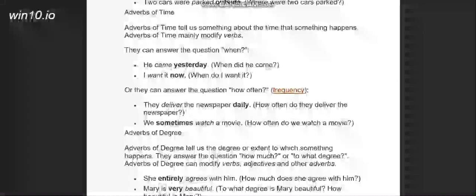Then we even have adverbs of frequency, which show how many times something took place. Like, I read the newspaper daily. So how often do you read the newspaper? That is daily. So daily becomes your adverb of frequency. We sometimes watch a movie. So how often, or how many times, do you usually watch a movie? The answer is sometimes.